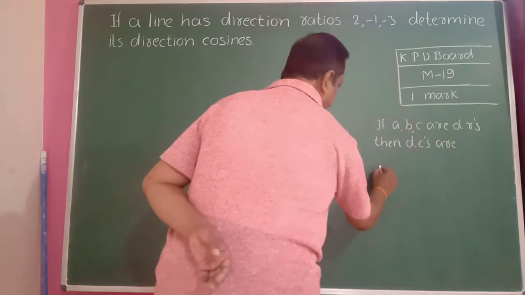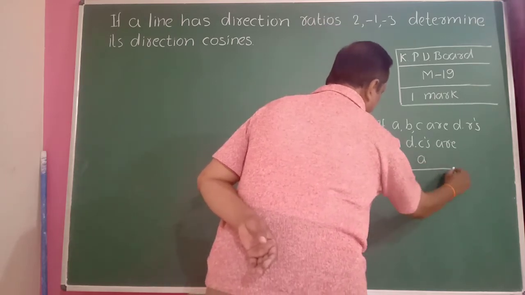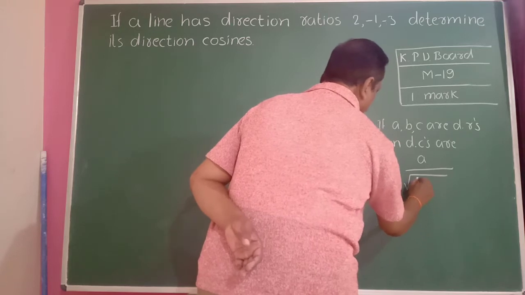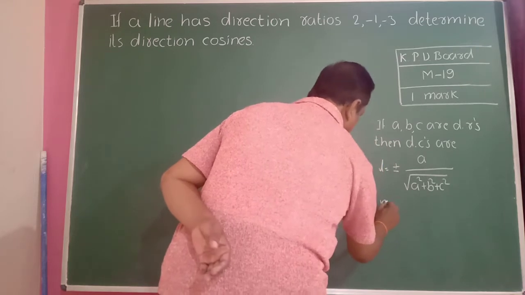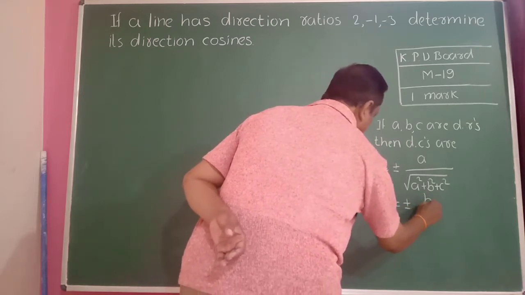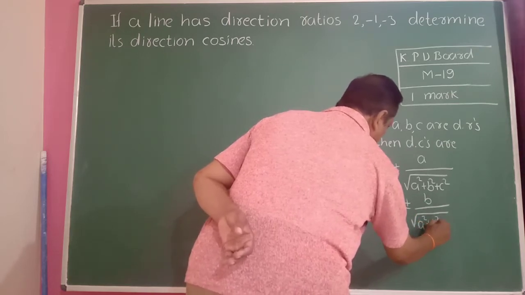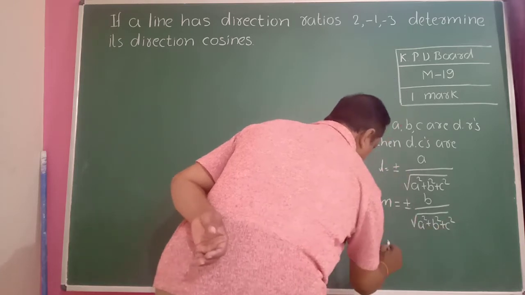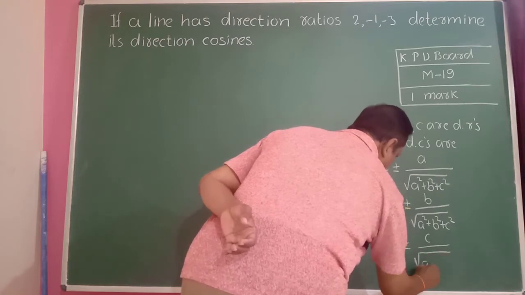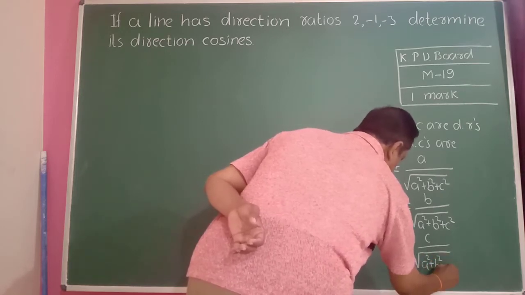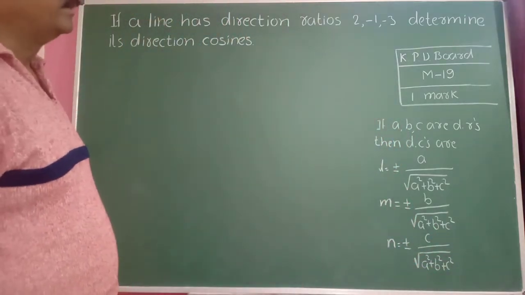are given by, so l is equal to plus or minus a divided by root of a square plus b square plus c square here. Then m is equal to plus or minus b divided by root of a square plus b square plus c square, and n is equal to plus or minus c divided by root of a square plus b square plus c square. Okay, we can find the direction cosines using this formula.